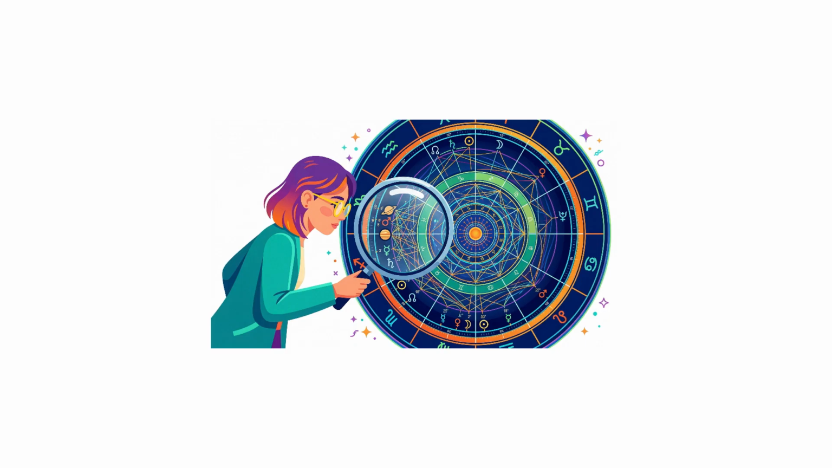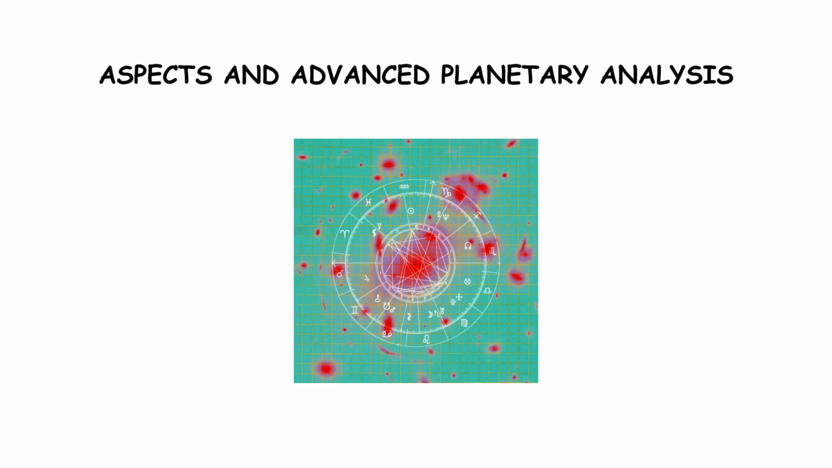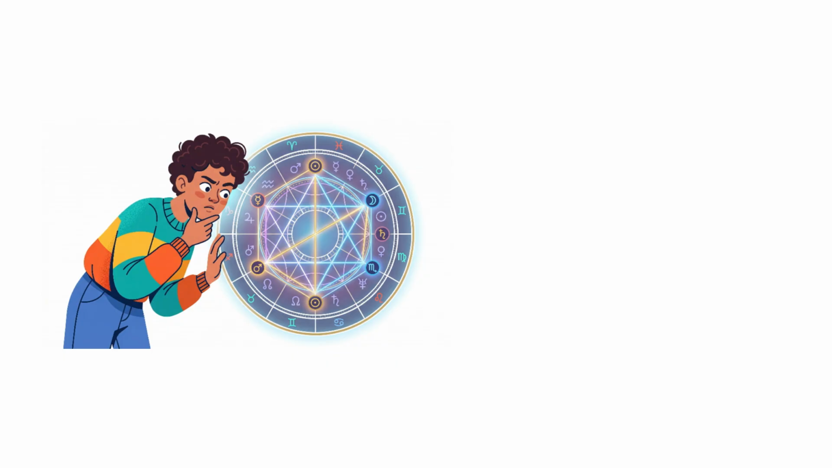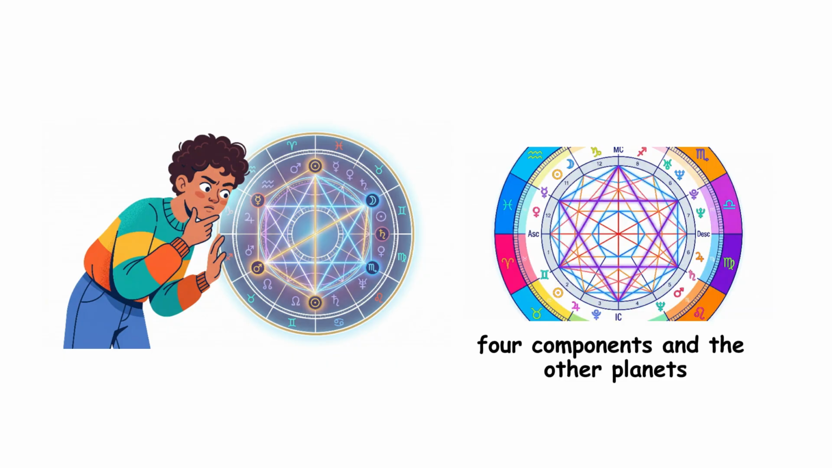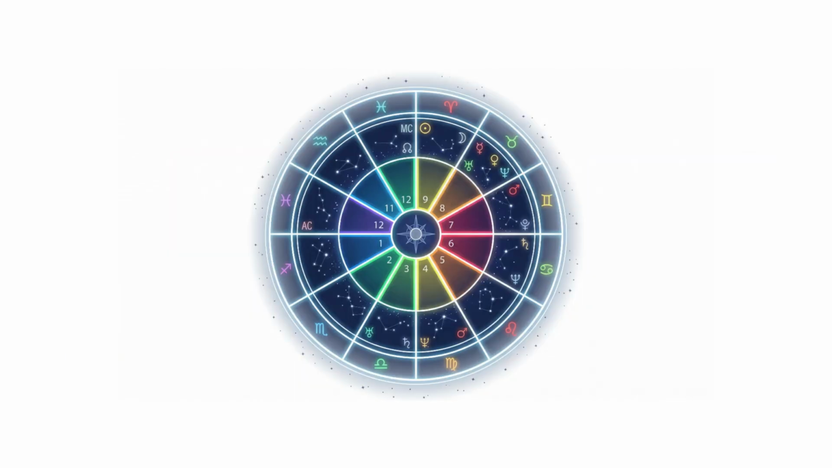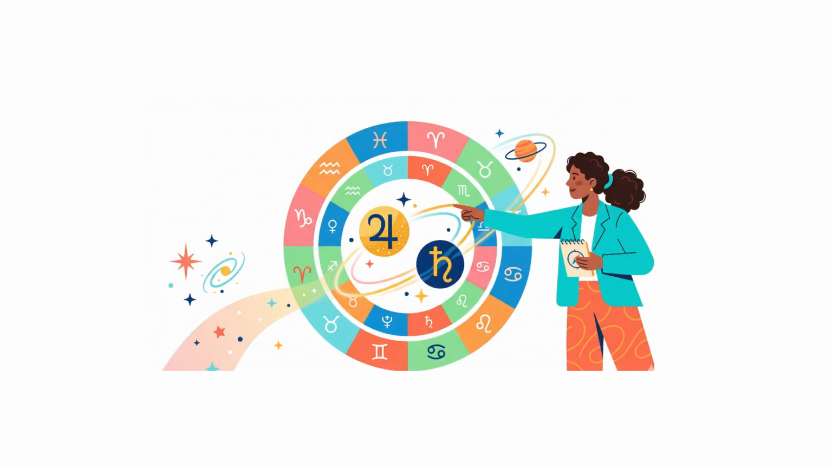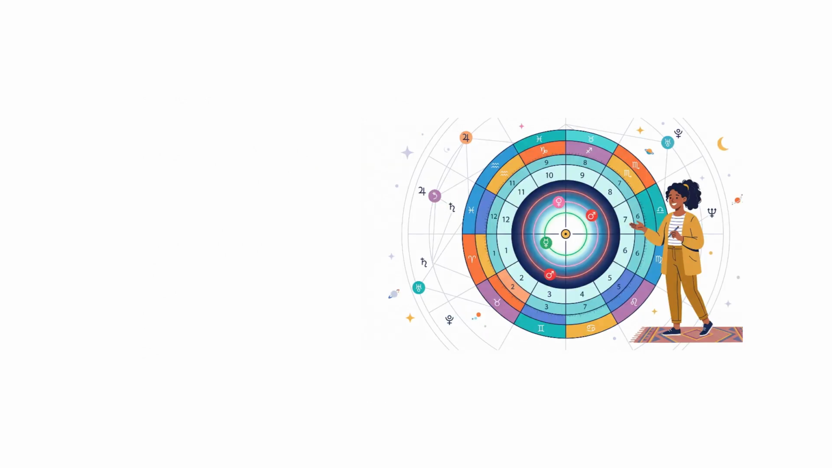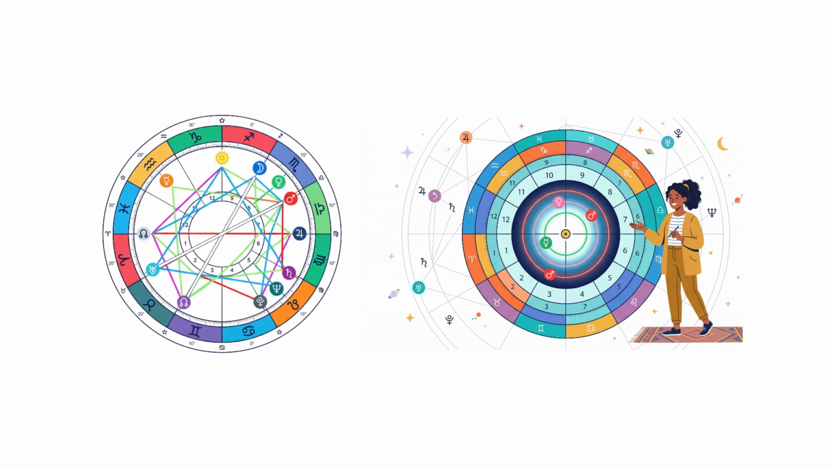But what if you intend to go even deeper? Aspects and advanced planetary analysis. We'll start by looking at the major connections between these four components and the other planets in your birth chart. But why is that? These planetary relationships are called aspects, and they can be found on the inside of the chart, next to the chart, or sometimes in both places.